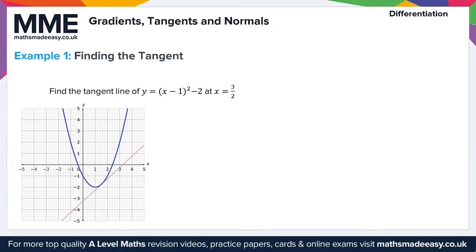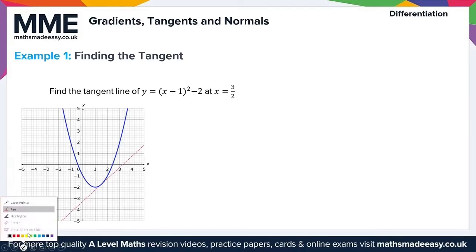Example 1 here on gradients, tangents and normals is taking a look at finding the tangent. We're asked to find the tangent line of y equals (x minus 1) all squared minus 2 at x equals 3 over 2. And we can see roughly what we were asked to find here using this diagram. In blue here we have the curve y equals (x minus 1) all squared minus 2, and this red line here represents the tangent line at x equals 3 over 2.